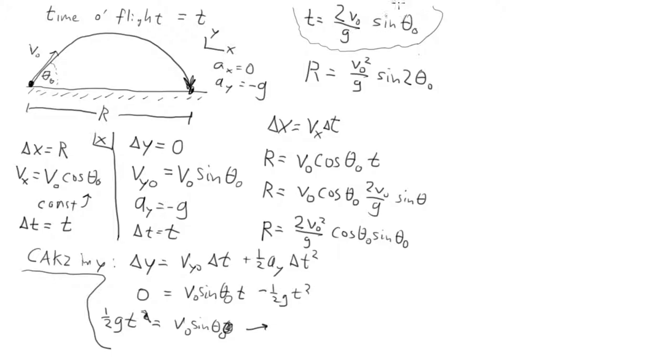What's the maximum value we could get out of sine? The maximum sine for any angle is 1, right? Can't have a higher sine than that. What angle has a sine of 1? 90 degrees, okay? So what that means is that at 90 degrees, when sine theta equals 1, that's when you have maximum time, right? Because that's going to give you the maximum value for this. So t max then equals 2 v naught over g.